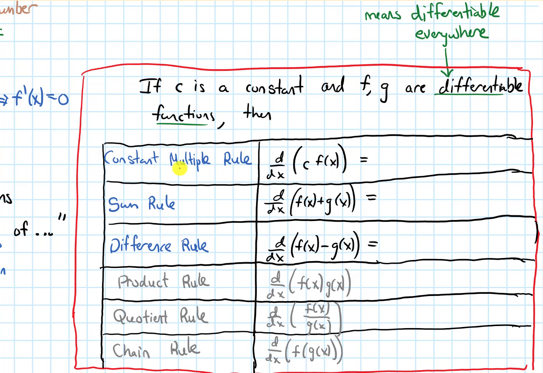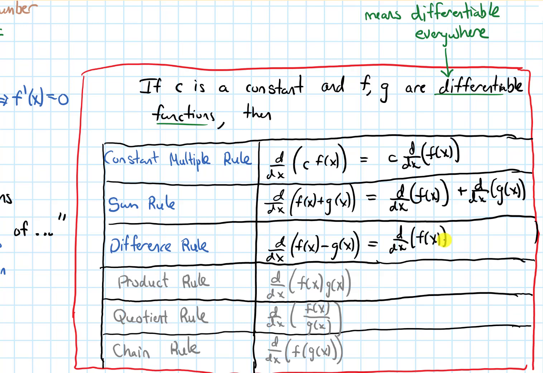Okay, so the constant multiple rule is about if you have the derivative of a constant times a function, it says you can take that constant in front of the derivative and get c times d dx of the function. The sum rule says if you're taking the derivative of two functions added together, you can just do the derivative of the first function and add that to the derivative of the second function. The difference rule is really similar. It says if you do the derivative of two functions subtracted, that's going to be equal to the derivative of the first function minus the derivative of the second function.